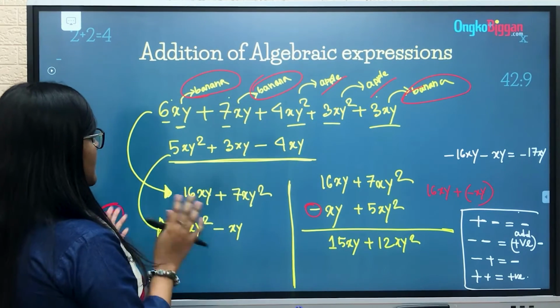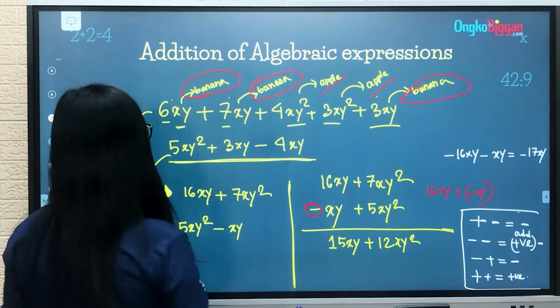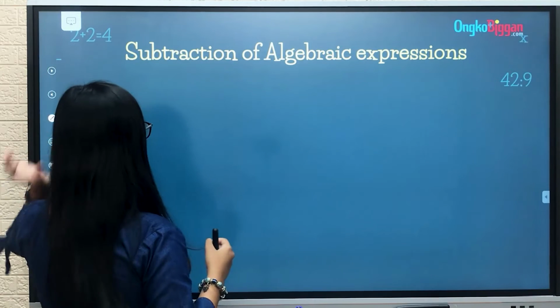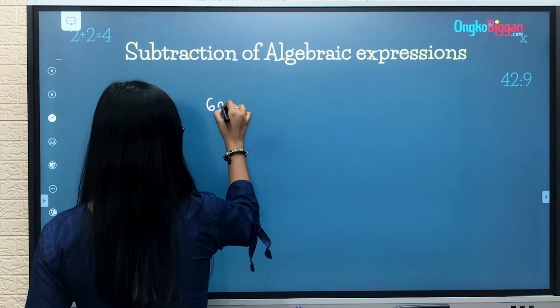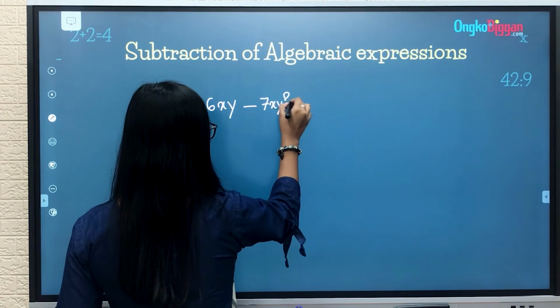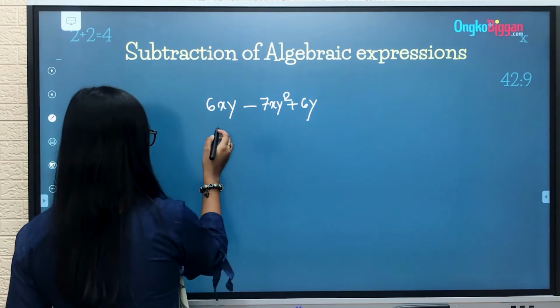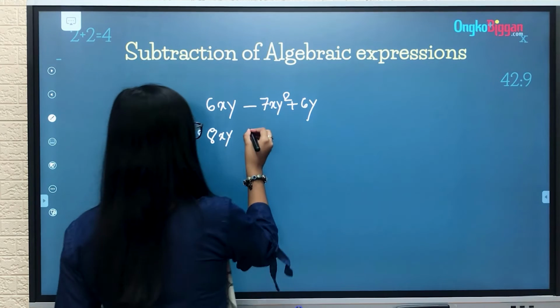So yes, in this way we will solve addition. Addition is a very basic and easy thing. Subtraction is a bit tricky. So moving to the subtraction part. For the subtraction part, if you are given 6xy minus 7xy squared plus 6y, and another term is 8xy, I am just writing in sequence.